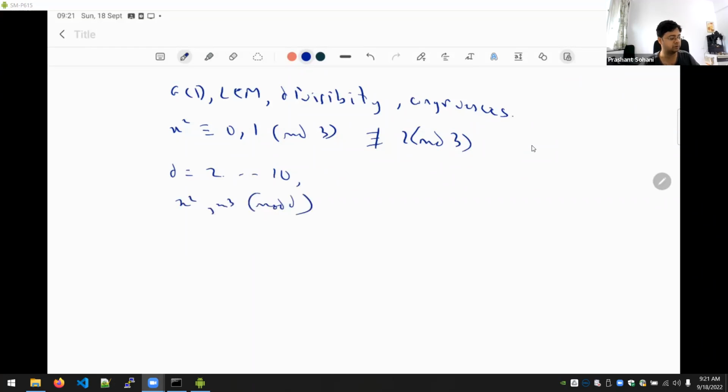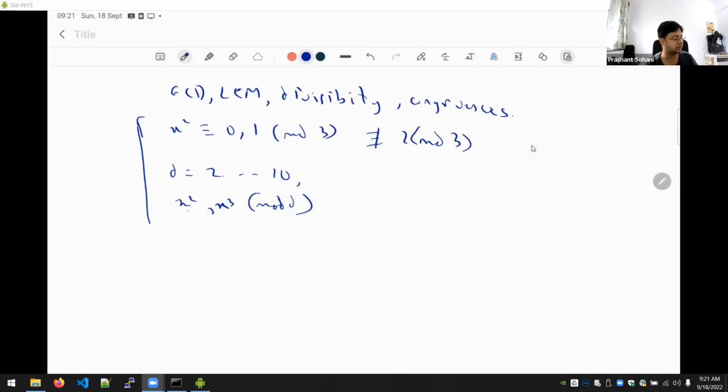So this kind of table should be ready for you, that you should be able to quickly recall. If I ask you what the possible remainders of x squared modulo 7 are, then that is something you should really be able to quickly figure out, okay? This will save a lot of time in many questions. So things like this are the basic things that you need to know.